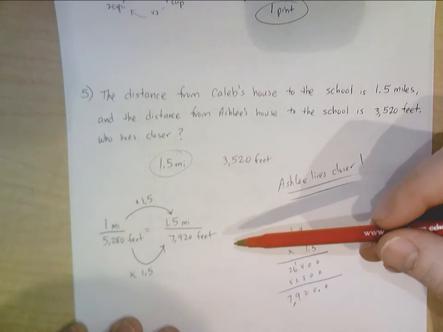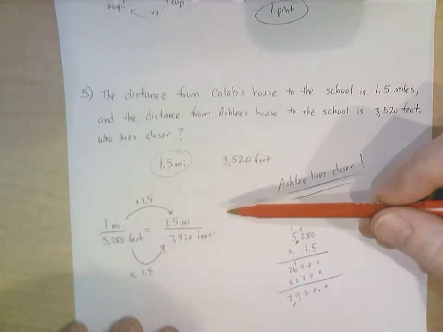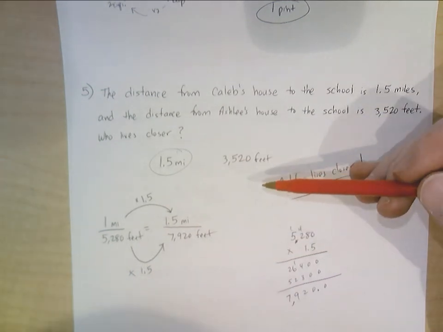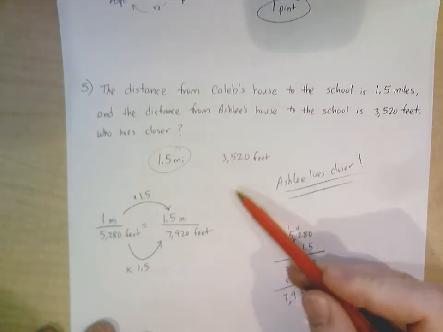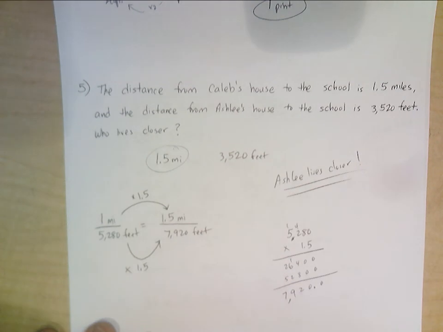So wow, he lives twice the distance of Ashley, because that's more than 2 times that distance.